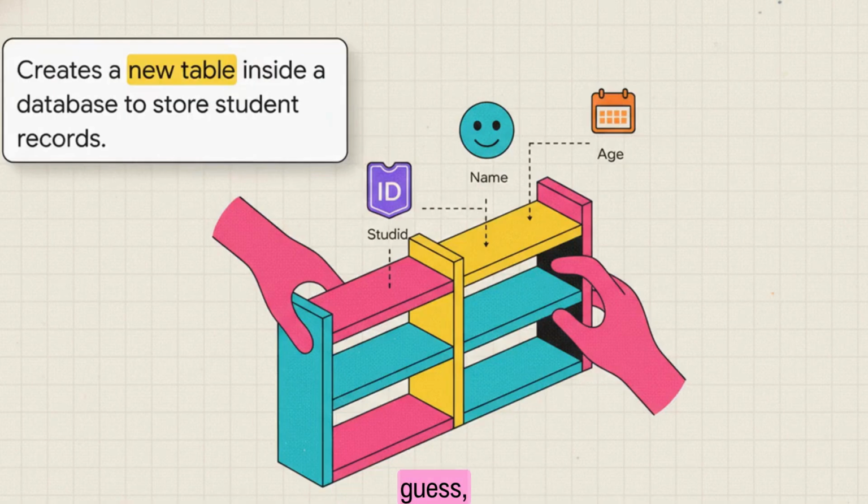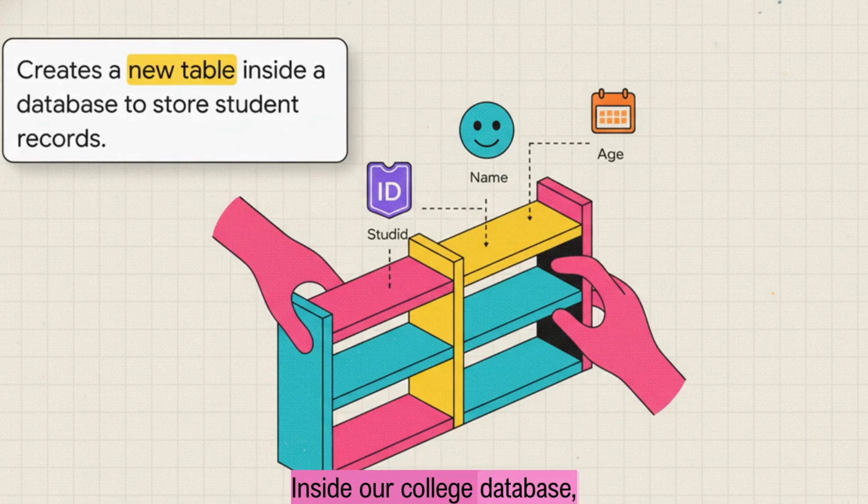But as you can probably guess, a massive empty warehouse isn't very useful until you put some shelving in it, right? Inside our college database, we need specific tables to hold different types of information. So we type Create Table Students. Then, inside the parentheses, we define our specific columns: student ID as an integer, name as variable text, and age as a number. We are strictly defining the exact shape our data has to take.